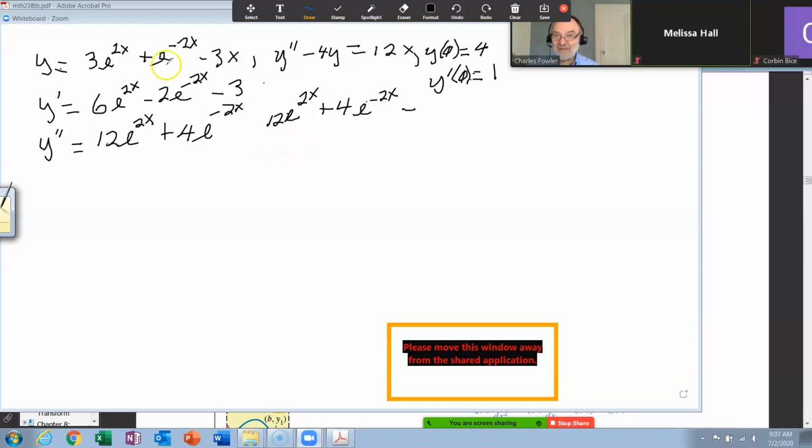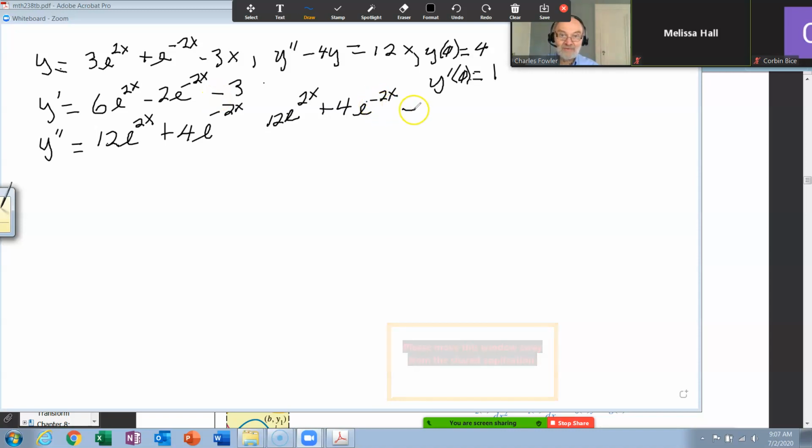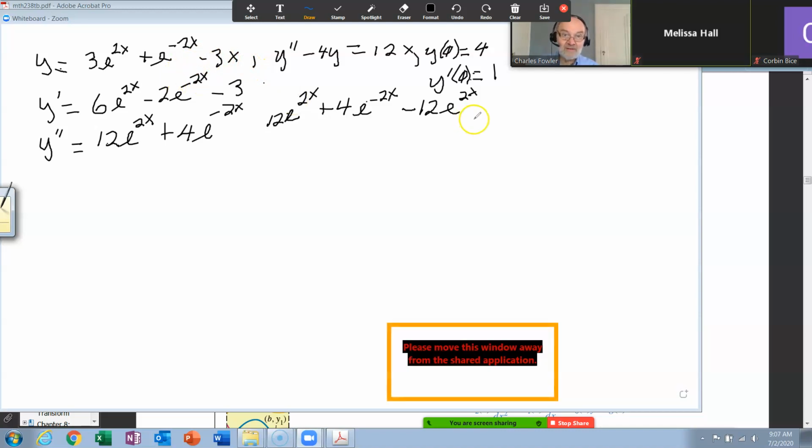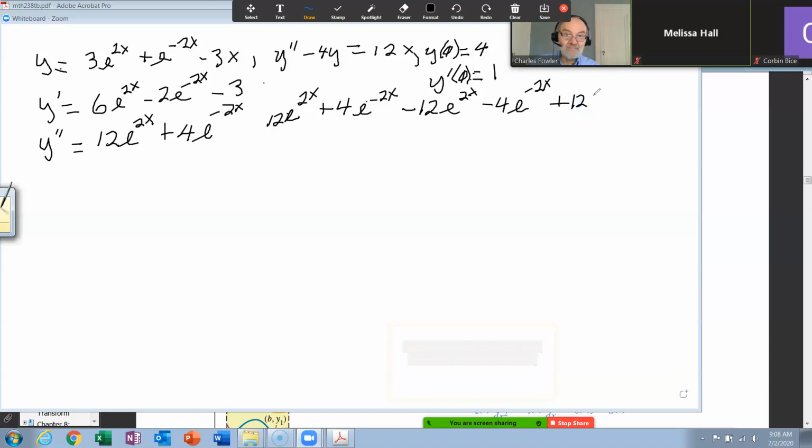I can't get my pen to stay in place. Okay, there it is. Every term there. So I'm going to multiply them as we go. So minus 4 times 3 would be minus 12 e to the 2x. And then this minus 4 times e to the minus 2x would be a minus 4 e to the minus 2x. Okay, and this minus 4 times a minus 3 is going to be plus 12x, right?